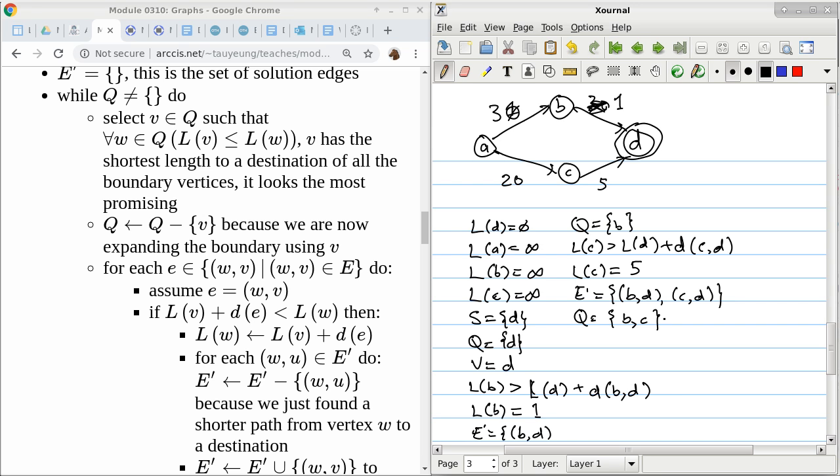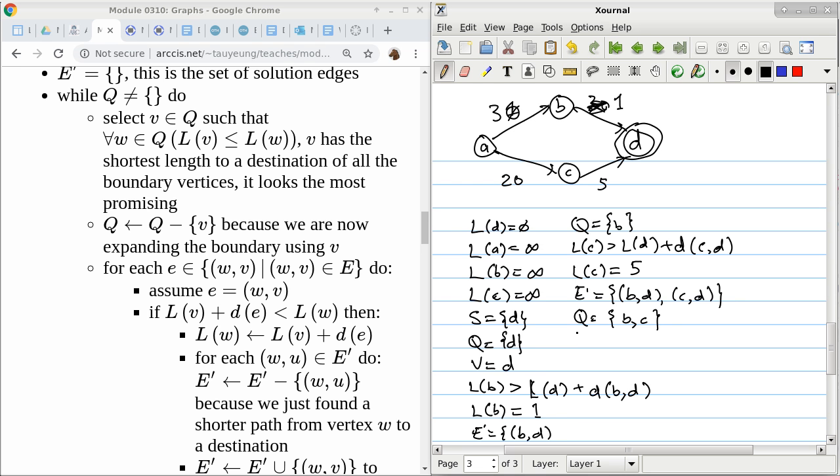Then we get back to the beginning of the entire while loop, and we ask, well, is it empty? Nope, it has got two elements this time. So when Q has more than one element, we have to ask, which one should we pick? Remember, it is a greedy algorithm, which means it will pick the most promising vertex out of Q. So we look at these two. L of C is 5, which means the length of the shortest path from C to a destination is 5 at this point. But L of B is only 1, which means the length of the shortest path from B to a destination is only 1. I'm going to pick B because B looks more promising.